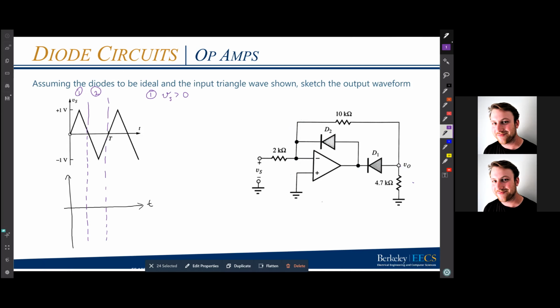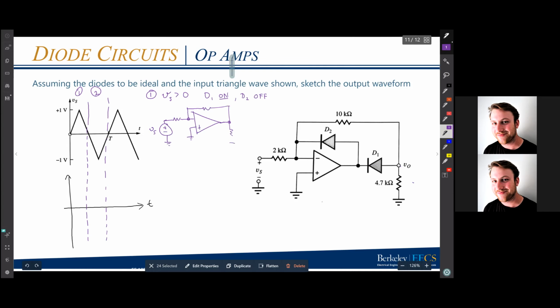So if D1 is on, but D2 is off, I get something that looks just like an inverting amplifier. I'm going to draw VS with this polarity because it's a positive cycle. We're still looking at case 1, or region 1. I have my op-amp, non-inverting terminal grounded. D2 is open, so I don't have any direct connection from output to input anymore. Then D1 is shorted, so VO and the op-amp output become the same.